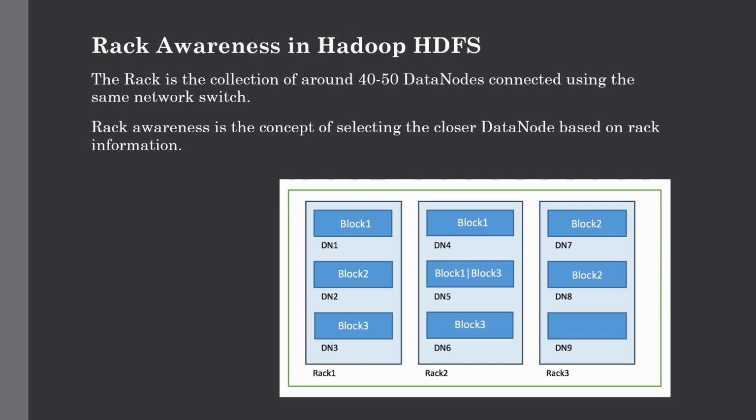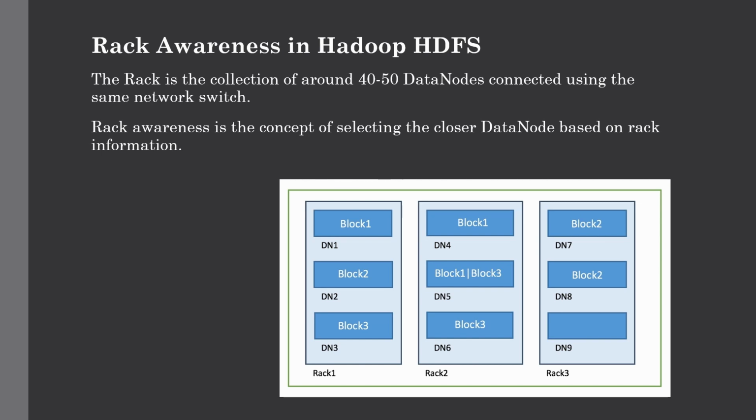So a rack is nothing but a collection of multiple data nodes connected using a network switch. As you can see in this figure, this is the rack which contains 3 data nodes. And there could be multiple racks in your cluster. So when the network goes down, the whole rack will be unavailable. To deal with that, we are using replication in HDFS.